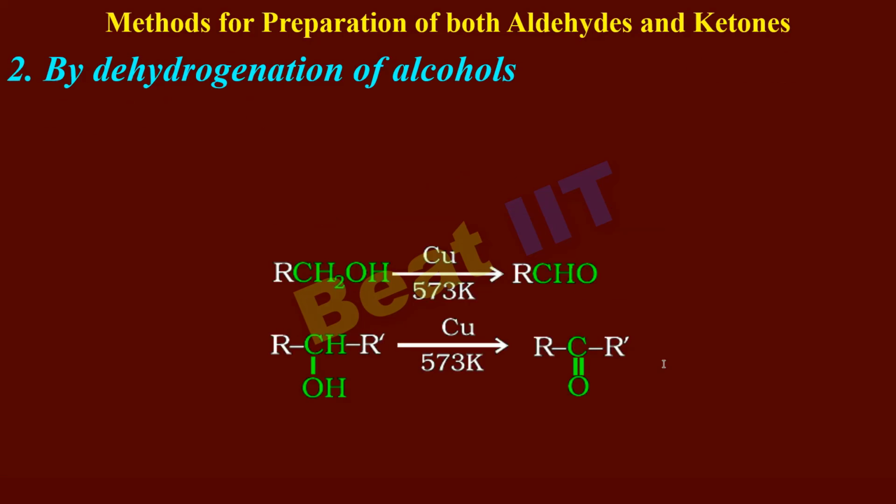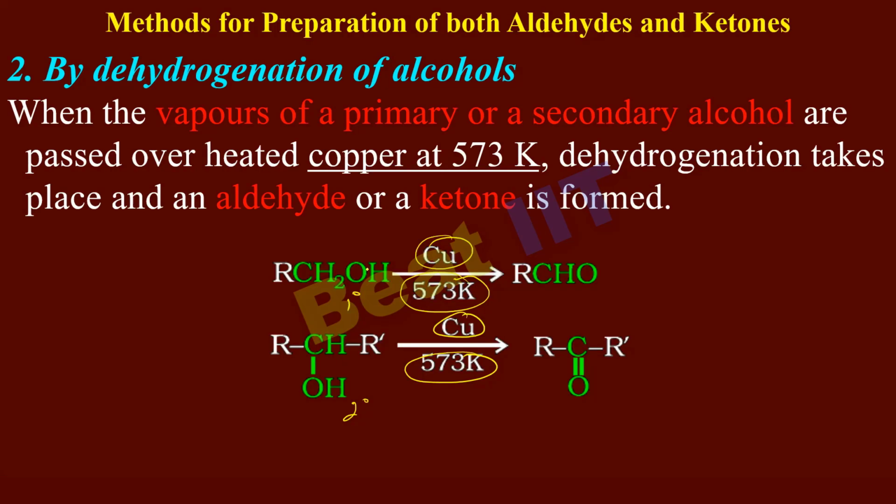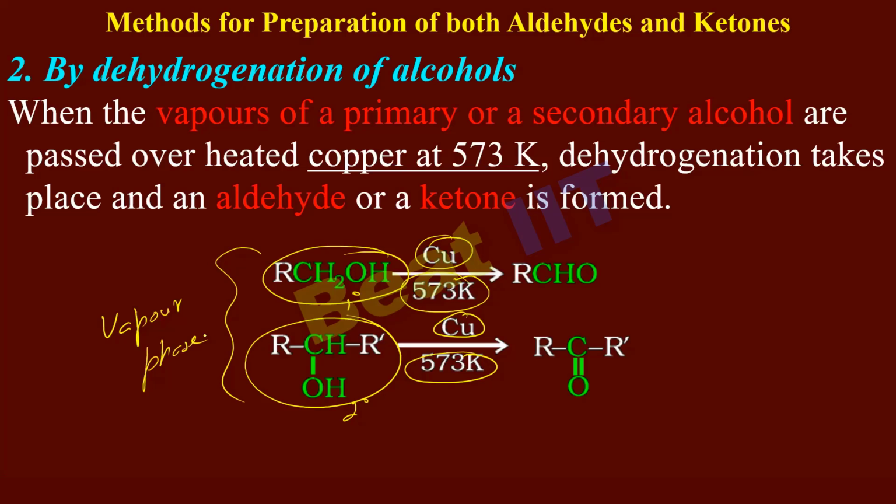Next one under this category, by dehydrogenation of alcohols. Here we have the production of aldehyde and ketone depending on, again, whether we have 1 degree alcohol or 2 degree alcohol. The conditions are same. We use copper at 573 Kelvin in both cases. 1 degree alcohols give you aldehyde, second degree alcohols will give you ketone. The conditions here are that the alcohols must be in vapor phase. And effectively, if you are using 573 Kelvin, they will be in vapor phase.